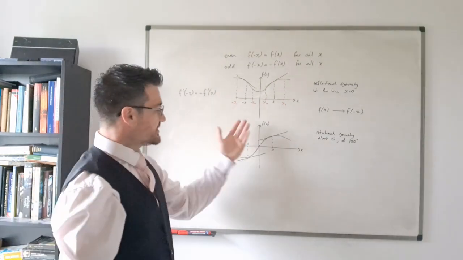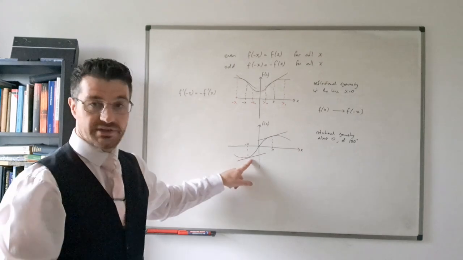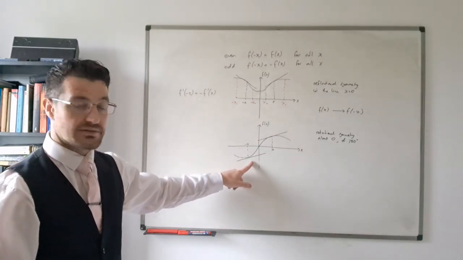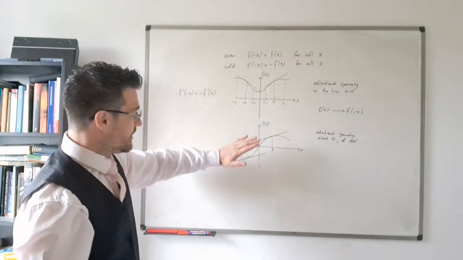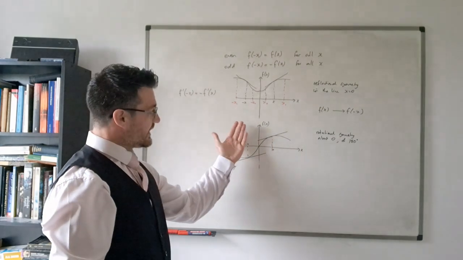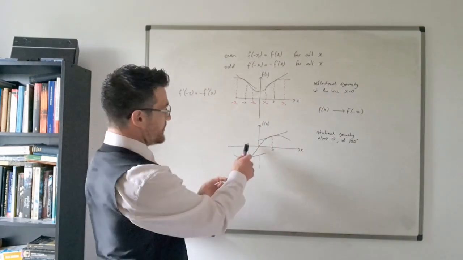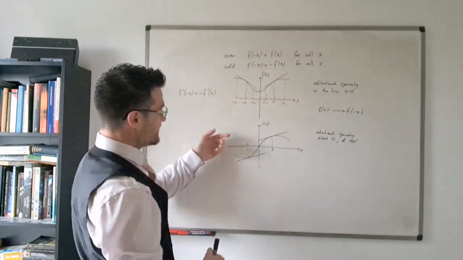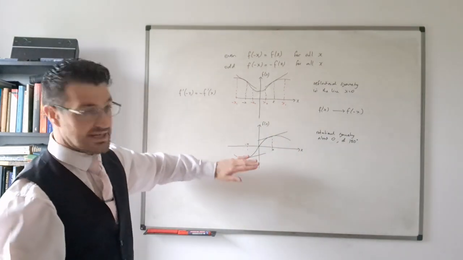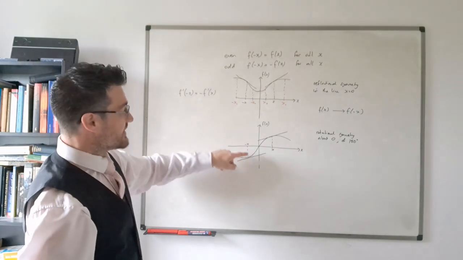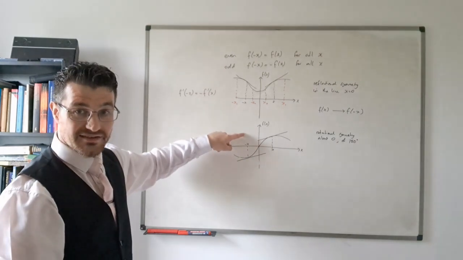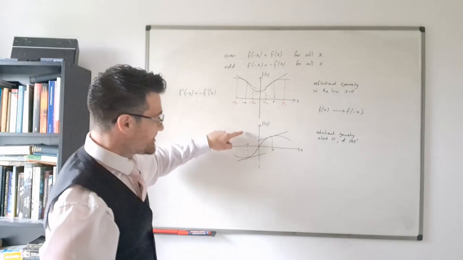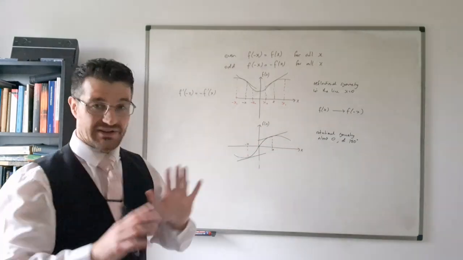So that might allow you to deduce that the gradient at this point is going to be equal to the gradient at this point, for example. Because when you reflect in the y-axis, the gradient here would be the negative of the gradient here, but then you reflect in the x-axis, the gradient here is going to be the negative of the gradient here, which is in turn the negative of the gradient here, so therefore they're going to have equal gradients.